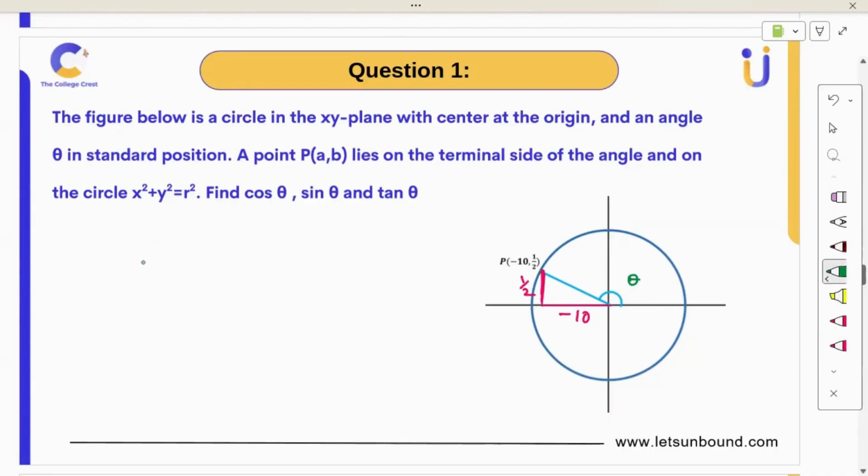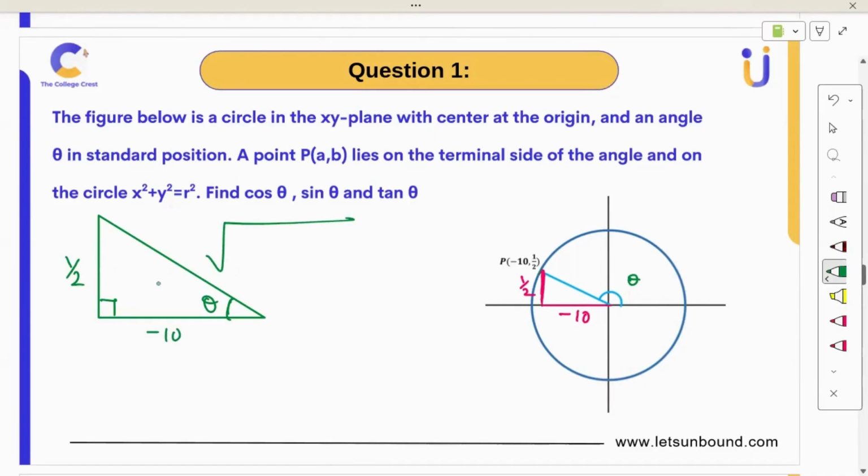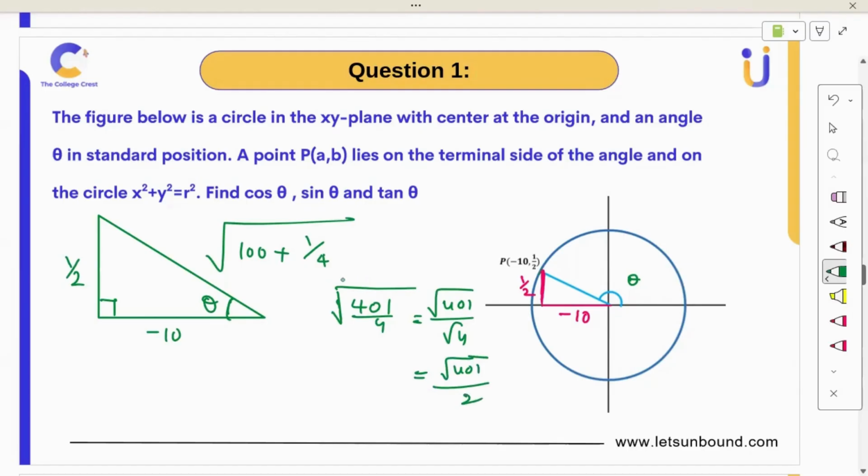So don't ignore negative thinking that right angle triangles cannot have negatives, right? So now, take the right triangle and reference angle, let me put it theta. Then this is 90, this is half, this is -10, and we need to calculate the hypotenuse. So it's the square root of your other two sides squared. -10 squared is 100, 1 by 2 squared is 1 by 4. Now I'm multiplying by 4, so it's 401 over 4. So you apply the roots for numerator and denominator. So eventually you will get √401 by 2. So this is my hypotenuse.